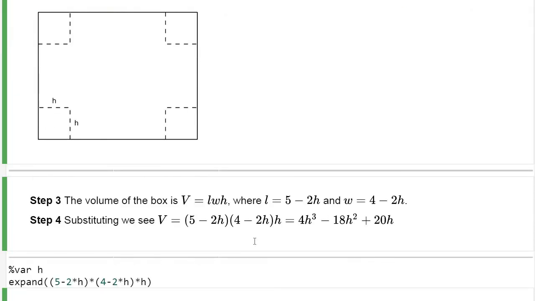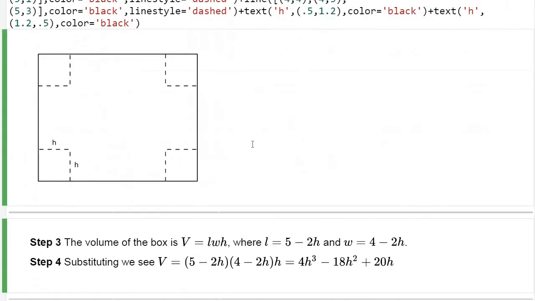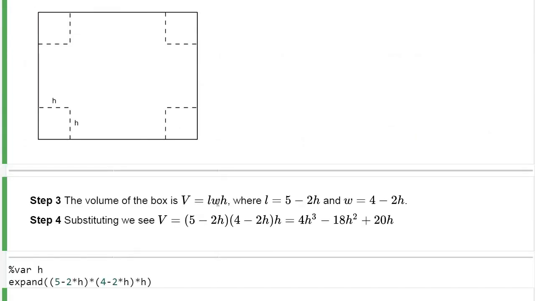Let's go down here. Volume, sorry, I skipped over step 1. Volume, length, width, height, and I'm going to cut out by h square. So the h is going to be the height, like I said. Alright, so I know volume is length times width times height.